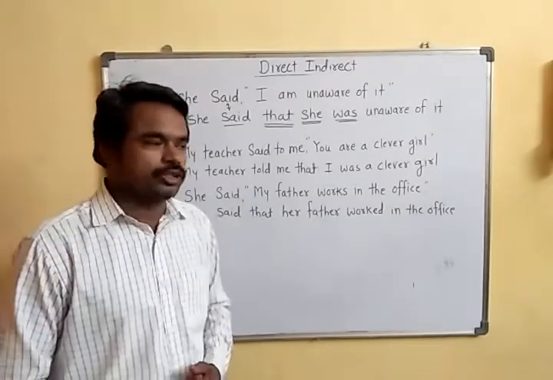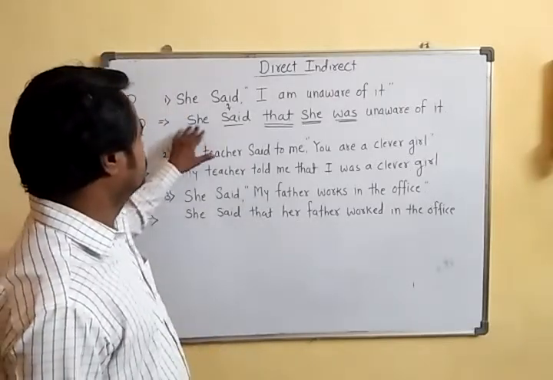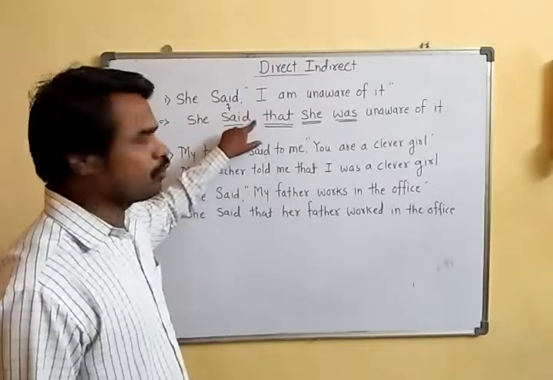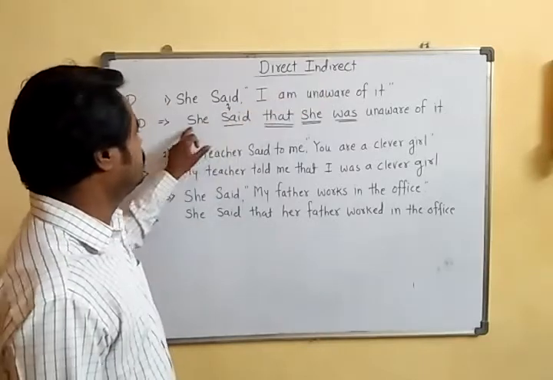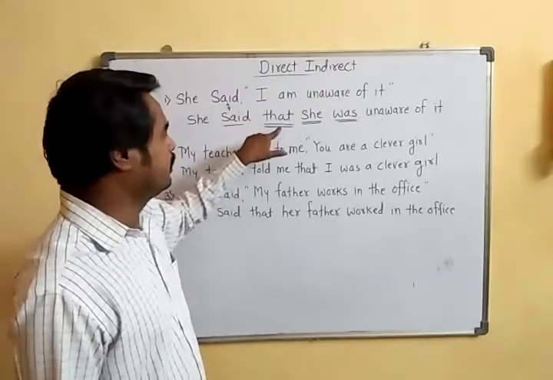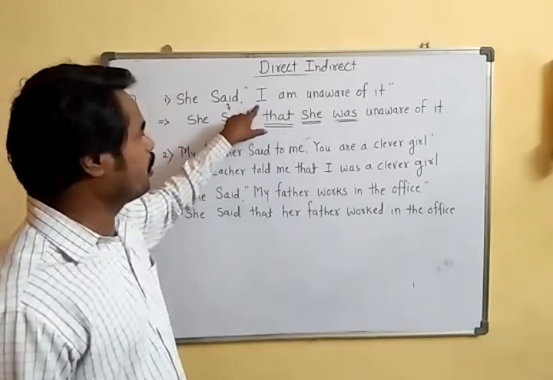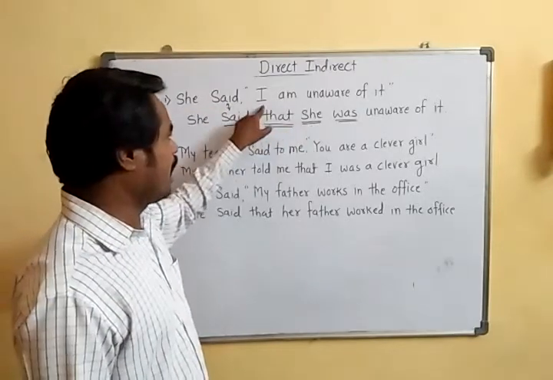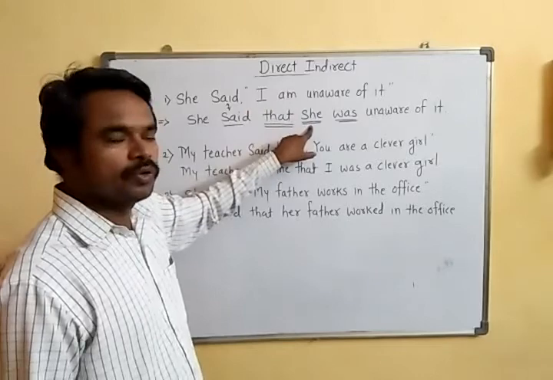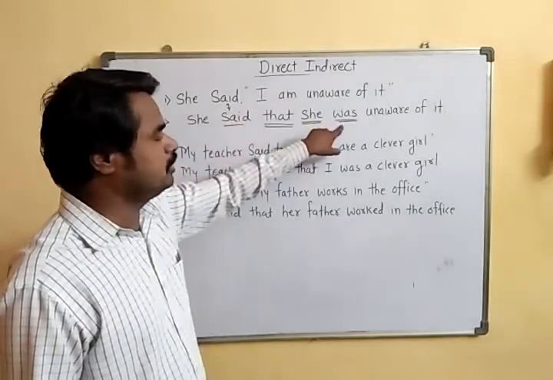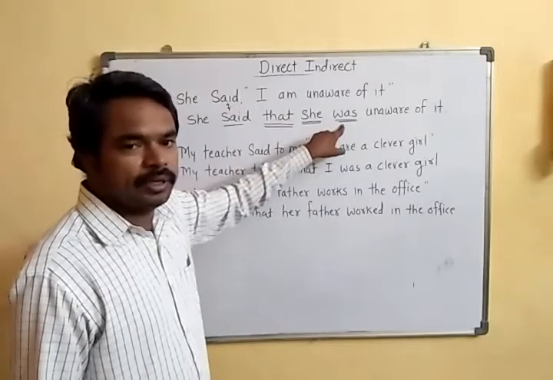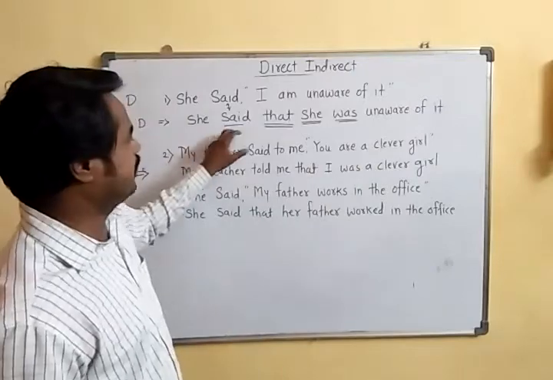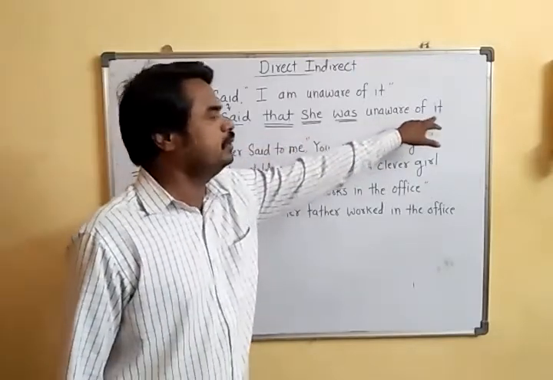Now, according to instruction, we have to see. She said, okay, we have to remove this comma and inverted comma while converting into indirect. She said, we have added the pointer word that. She said that. This pronoun we are going to change, as she is a girl. For that we are taking she. I is used and this pronoun is changing into she. After that this verb is going to change into was. This is in present tense, it will be into past. The remaining sentence will be as it is. She said that she was unaware of it.